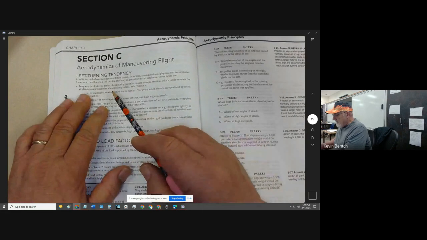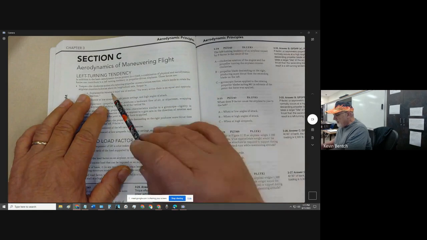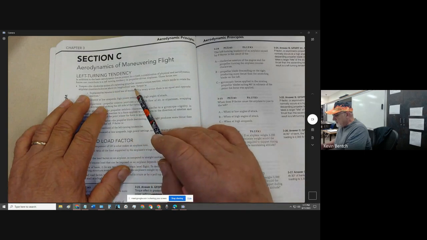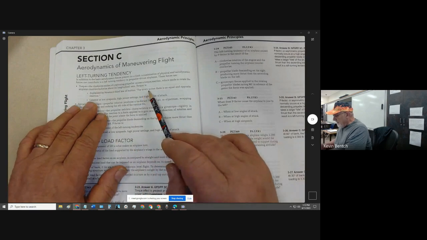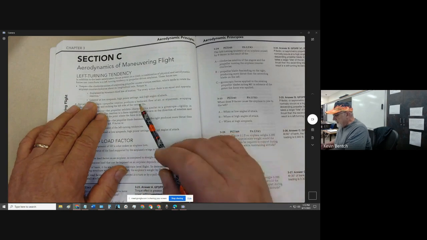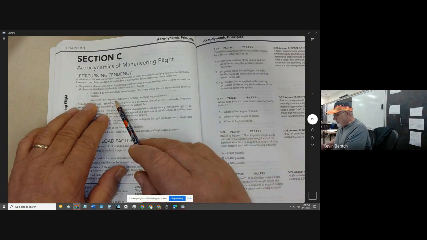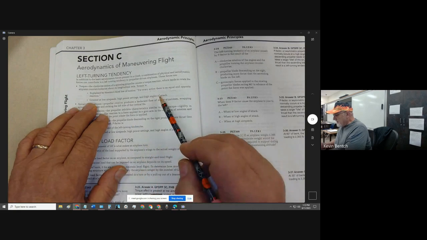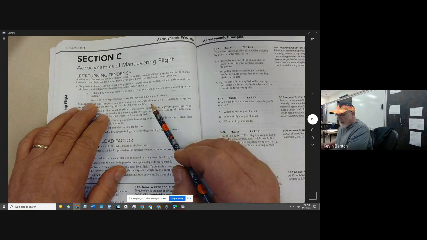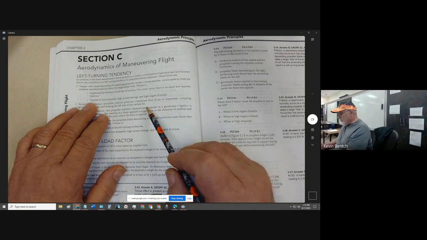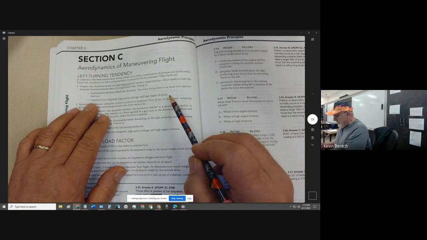Torque. The clockwise action of a spinning propeller causes a torque reaction which tends to rotate the airplane counterclockwise about its longitudinal axis. Torque is explained by Newton's third law of motion. For every action, there is an equal and opposite reaction. And it is greatest at low air speeds, high power settings, and high angle of attack. Well, when does that happen? When we're taking off. This plane's going slow. We've got maxed out throttle, and we're trying to climb the airplane up to fly.